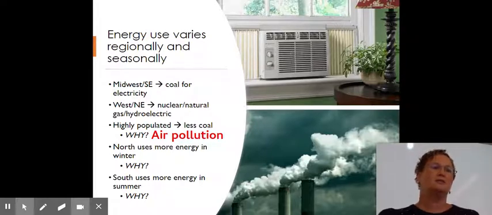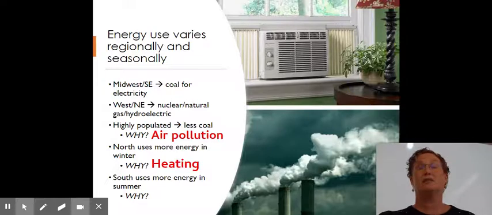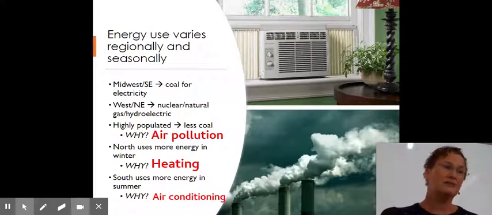So in the north, we use more energy in the winter. Why do you think that is? Because you need to heat stuff. And in the south, you use more energy in the summer. Why do you think that is? You have to cool stuff.